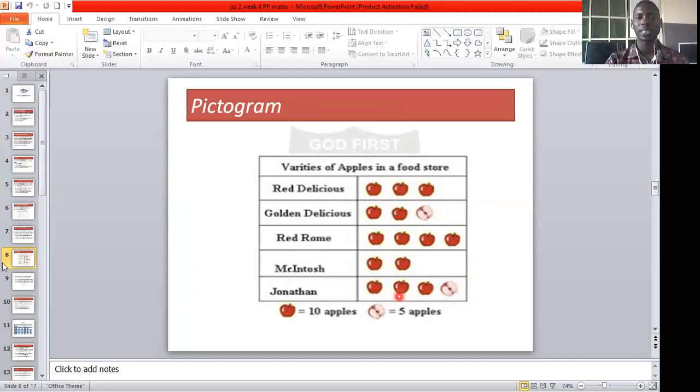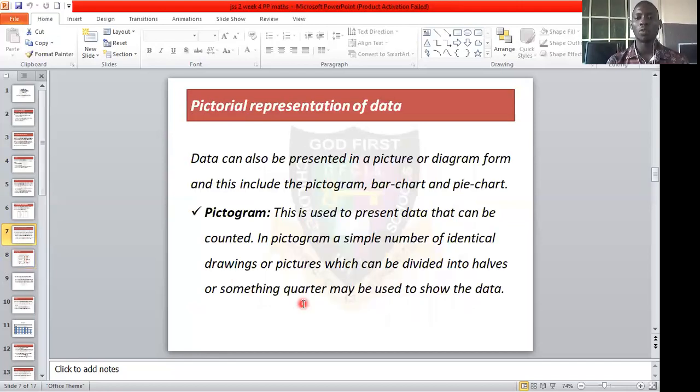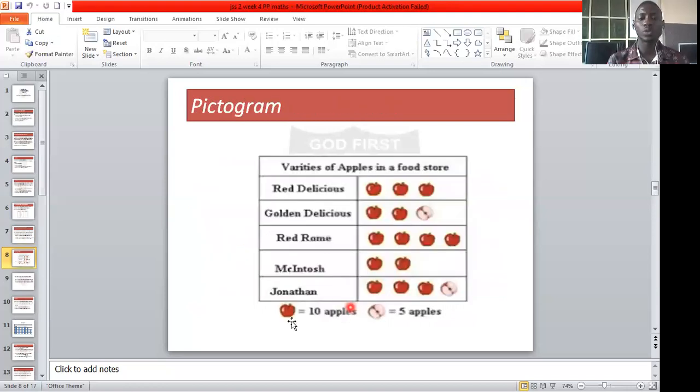That's why the information said, in a pictogram a simple number of identical drawings or pictures which can be divided into half or maybe a quarter may be used to show the data. So in this example, one apple is used to represent 10 apples. Just one picture of one apple takes 10 apples, while half of the apple takes 5 apples. So look at the table, it says varieties of apples in a food store.